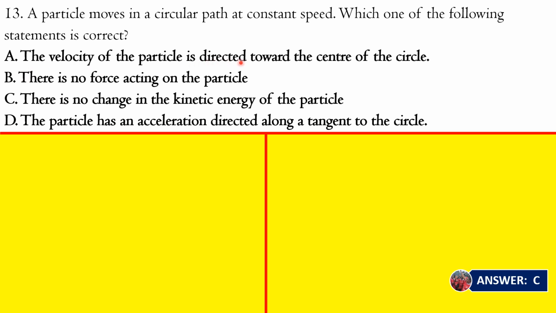A says the velocity of the particle is directed towards the center of the circle. That's not true. It's directed tangentially to the circle at every single point where the particle is. The acceleration is what is directed towards the center, not the velocity. B says there is no force acting on the particle. That's not true. Centripetal force acts on the particle, of course, you know that. And then there's tension too, which acts on the particle, and sometimes that tension can provide the centripetal force. D says the particle has an acceleration directed along a tangent to the circle. That's not true. The acceleration is directed towards the center. So our answer there is pretty much C.